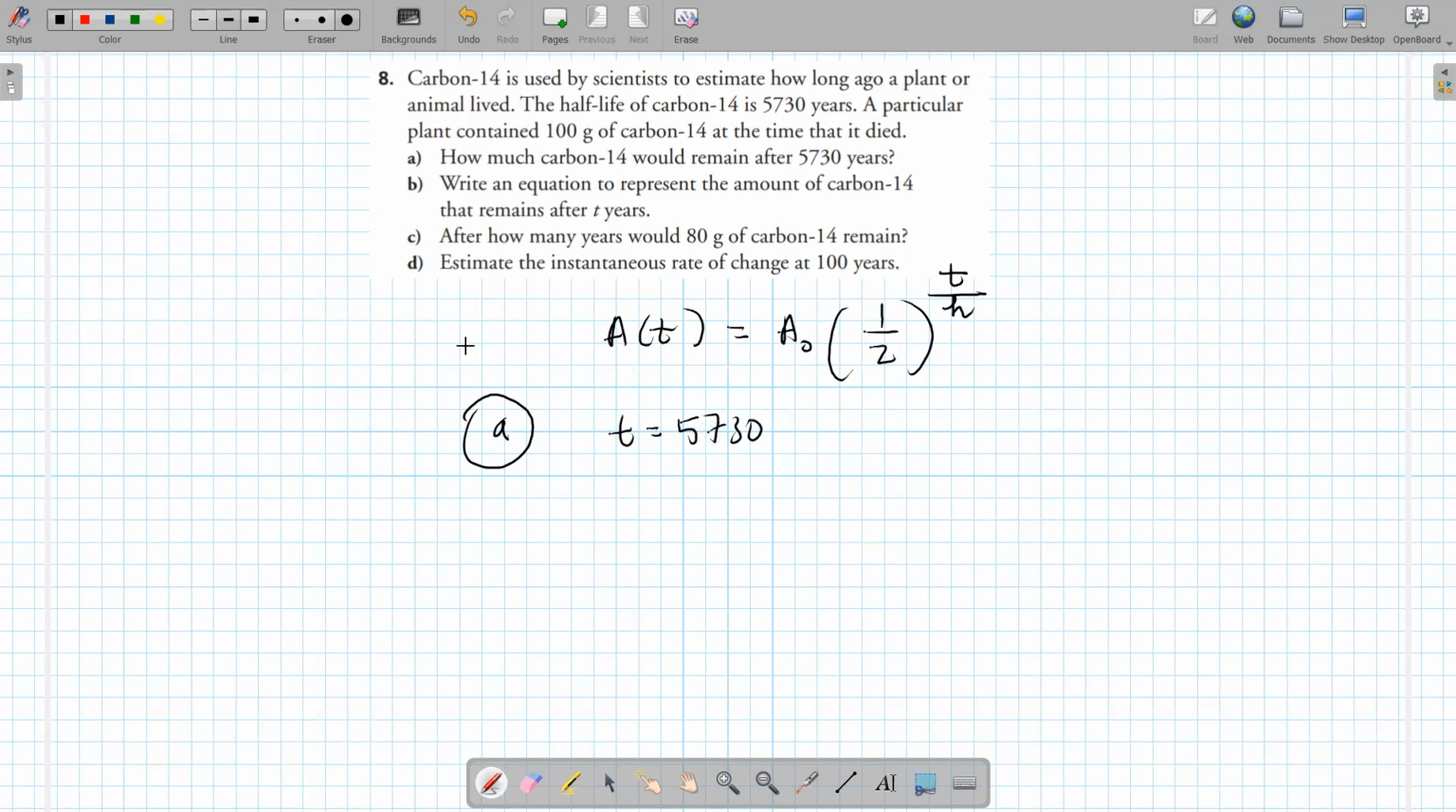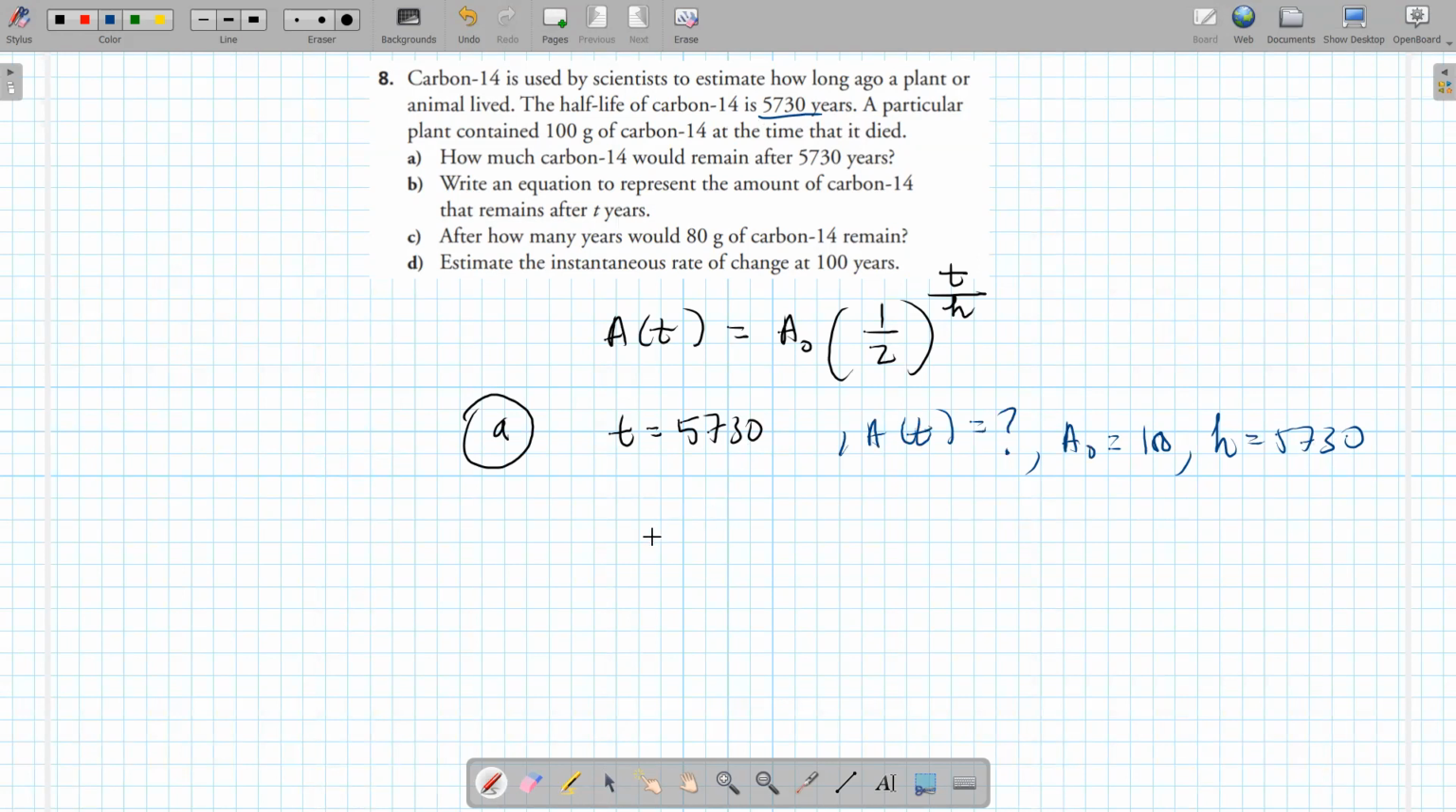What else do we know? We're looking for A of t. What's A0? What's the initial amount? How much of it was there in the very beginning? 100 grams. So that's your A0. And the half-life, it says, is also 5730. This one doesn't require any computations. You have 100 grams, the half-life is 5730 years. The time is 5730 years, the exact same thing as the half-life.